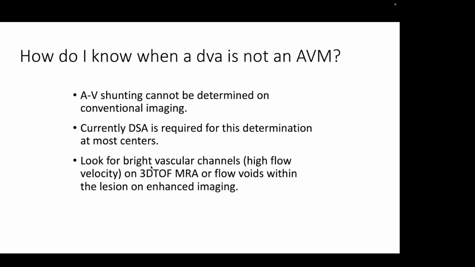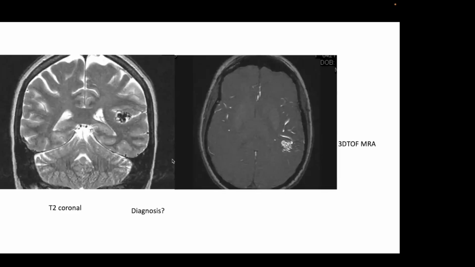You want to look for bright vascular channels within the lesion because 3D time of flight tends to recognize high velocity flow. If you see flow voids on T2 weighted imaging, you should be suspicious that you're looking at an AVM. If the entire lesion does not enhance after administration of contrast, you should again be suspicious you're looking at an AVM. Like I'll show you this case, here we see this area of low signal intensity in the Sylvian fissure here.